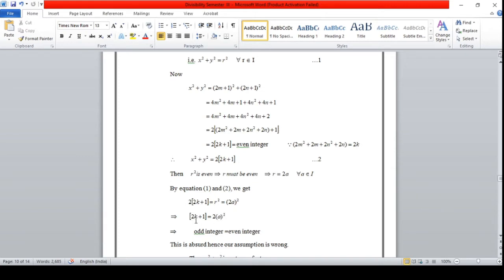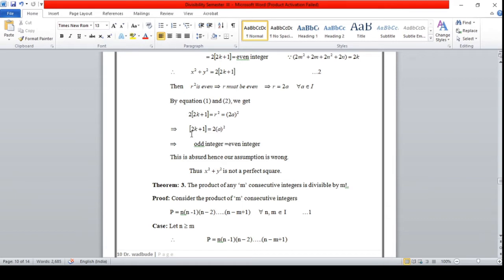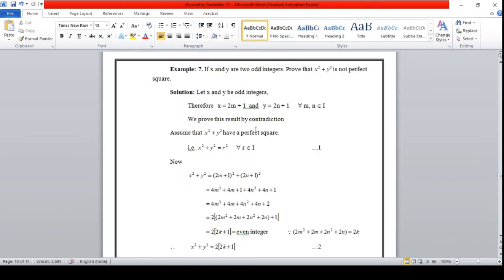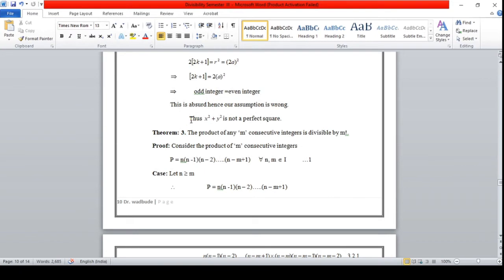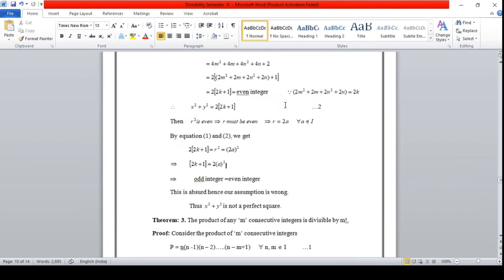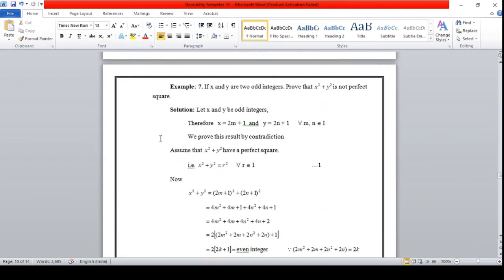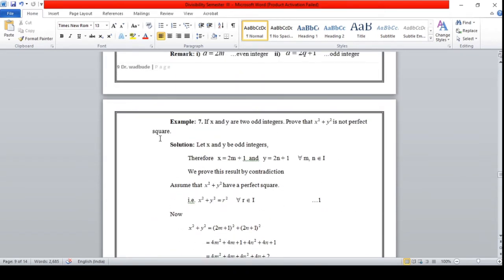Cancelling 2, 2k plus 1 is equal to 2a square. Here 2k plus 1 is an odd integer, and 2 times an integer means an even integer. So an odd integer is equal to an even integer. This is impossible. Therefore our assumption is wrong, and thus x square plus y square is not a perfect square. This is an important example, asked many times in university exams.